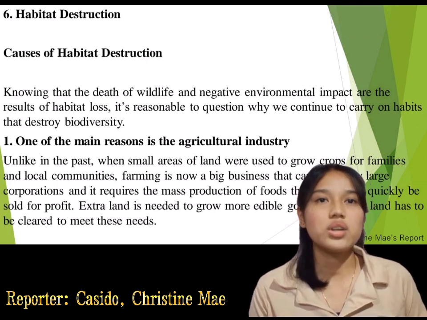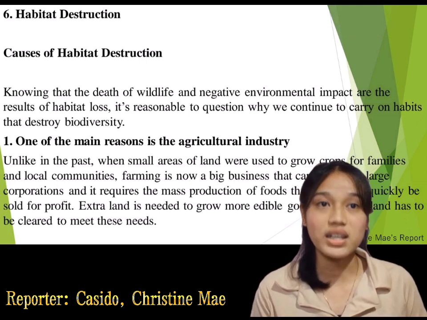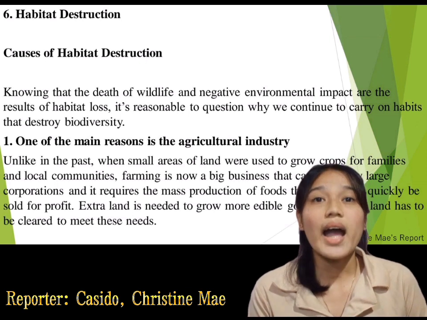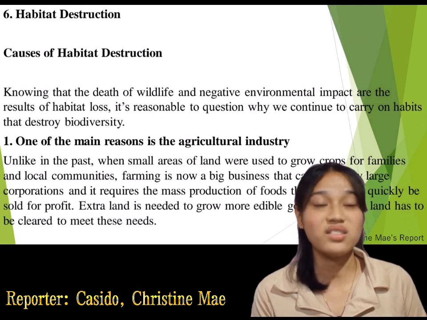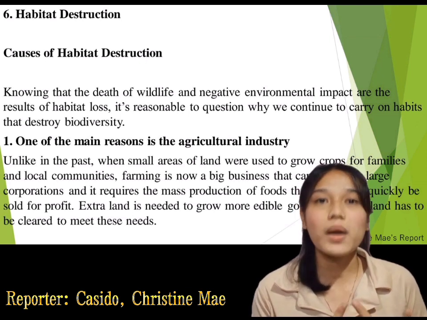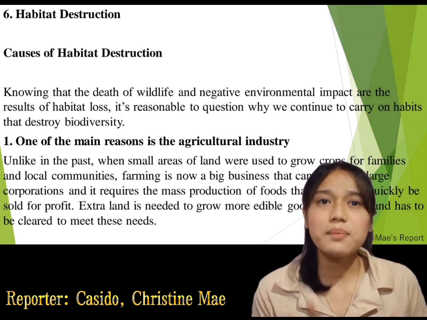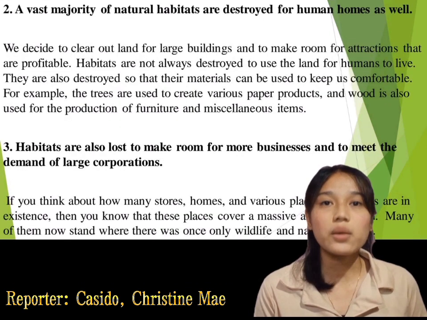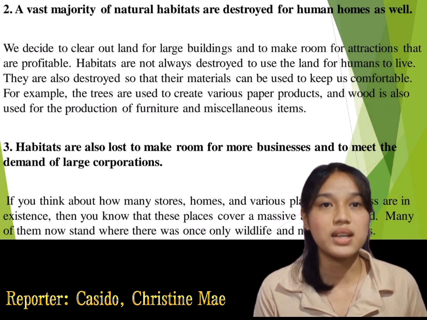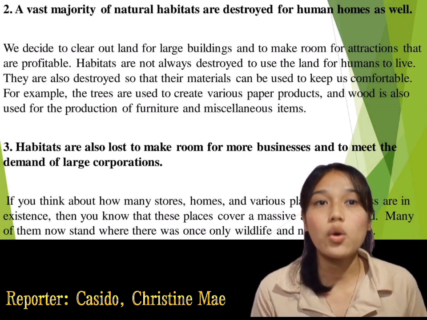We know that the agricultural industry is important for us to supply our needs. As our population rises, agricultural lands also need to be expanded or to become wider, which leads to habitat destruction. We are not the only ones who lose habitat. Animals can also lose their habitat because of the agricultural industry. So the second one is that a vast majority of natural habitats are destroyed for human homes as well.